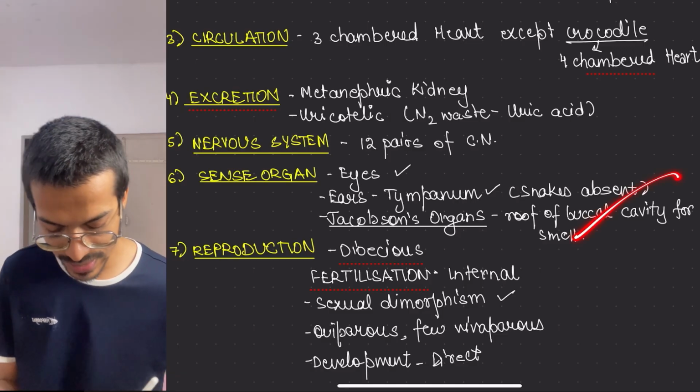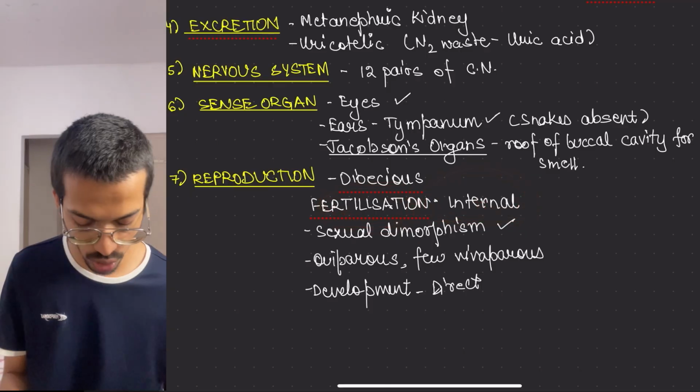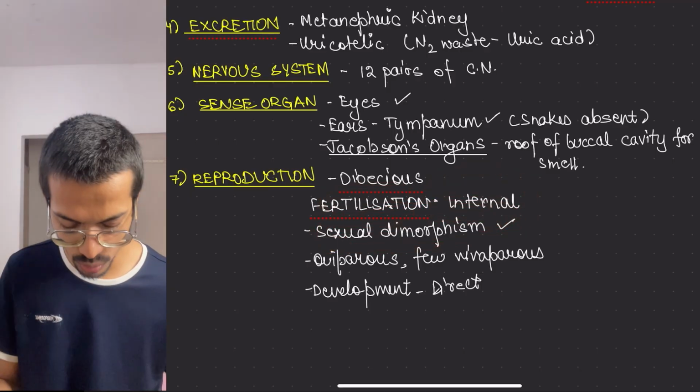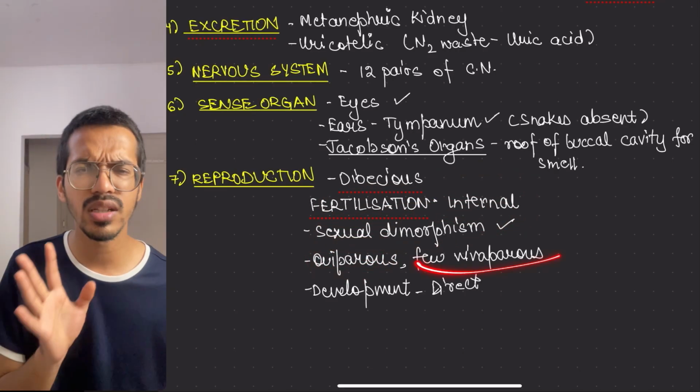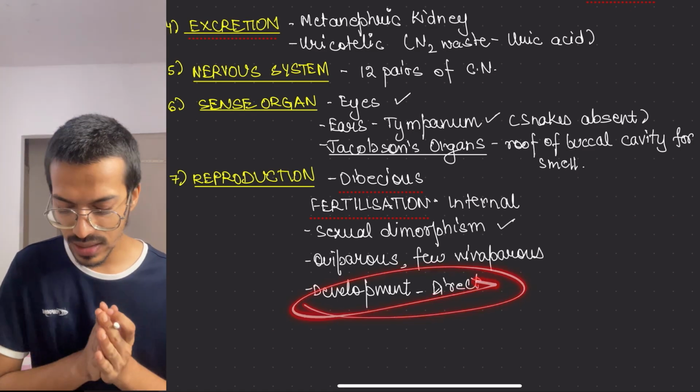Then reproduction: they are dioecious. Fertilization is internal. Sexual dimorphism is observed in them. Oviparous, egg-laying ones. Few viviparous are also there. Certain lizards and all those, that development is direct in them. Okay, then comes the example.